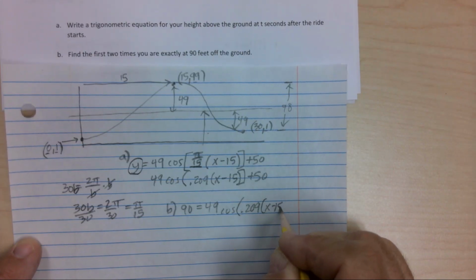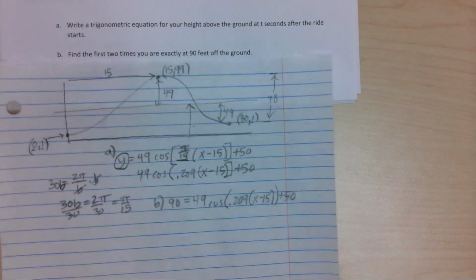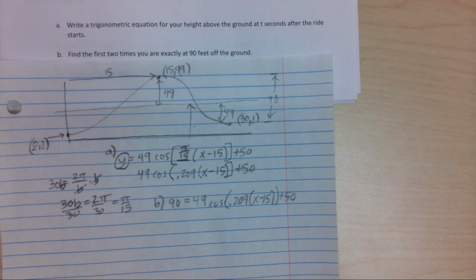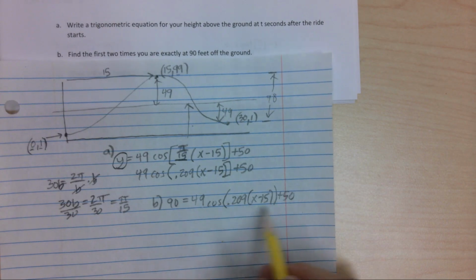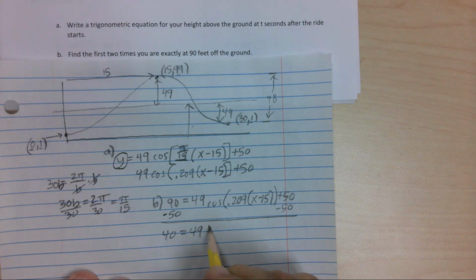x minus 15. I could have distributed it through already, but I decided not to. So now we need to solve for x. Now this gets tricky. So what should I do first? Well, there's the low-hanging fruit. Let's go ahead and get rid of that 50. So 90 minus 50 is 40. Clean this up a little bit.